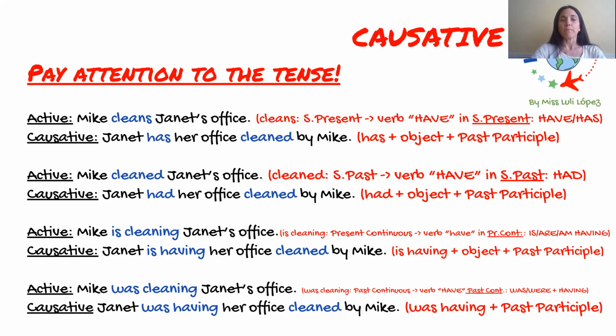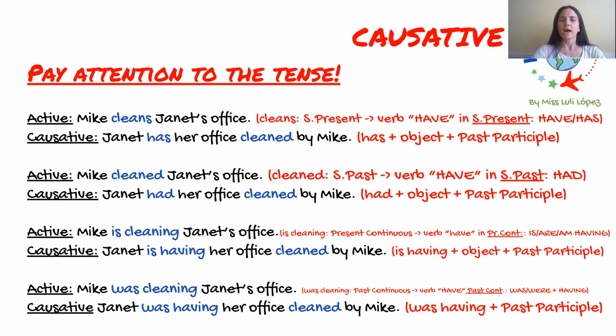If in the active we have Mike cleaned Jeanette's office, cleaned is in the simple past, so the verb have in simple past would be had. So the causative would be Jeanette had her office cleaned by Mike. So we have had plus the object plus the past participle.